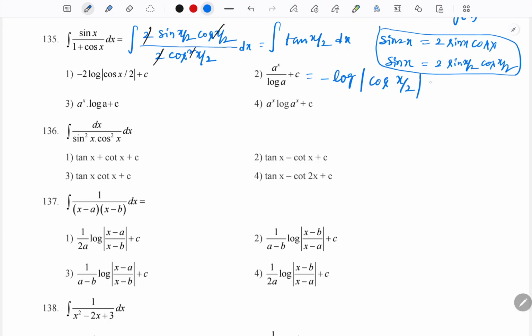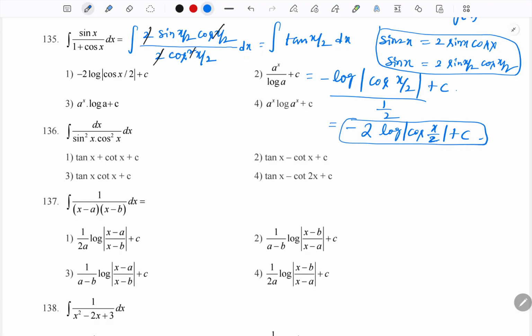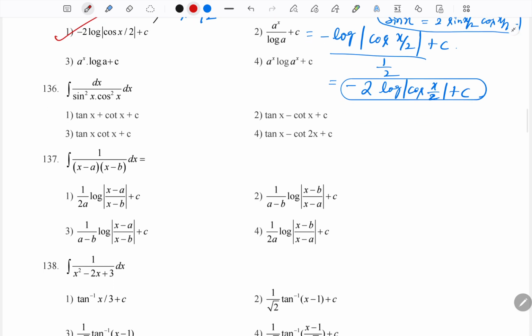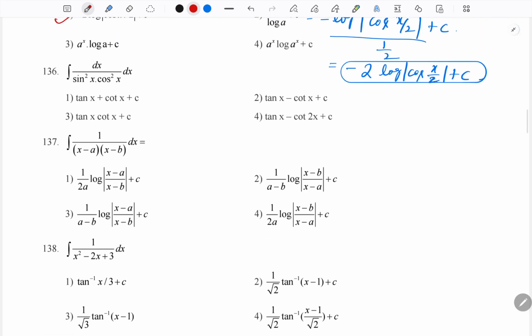x by 2. Now only I said, right, if the x coefficient is plus 1, then we will divide. But how much is there? 1 by 2. That 1 by 2 we should divide into the denominator. Then this 2 will go to the numerator. Then what is my answer? It will become minus 2 times log mod cos x by 2 plus c, right? This is my final answer, students. So which one is the answer? Option number 1.